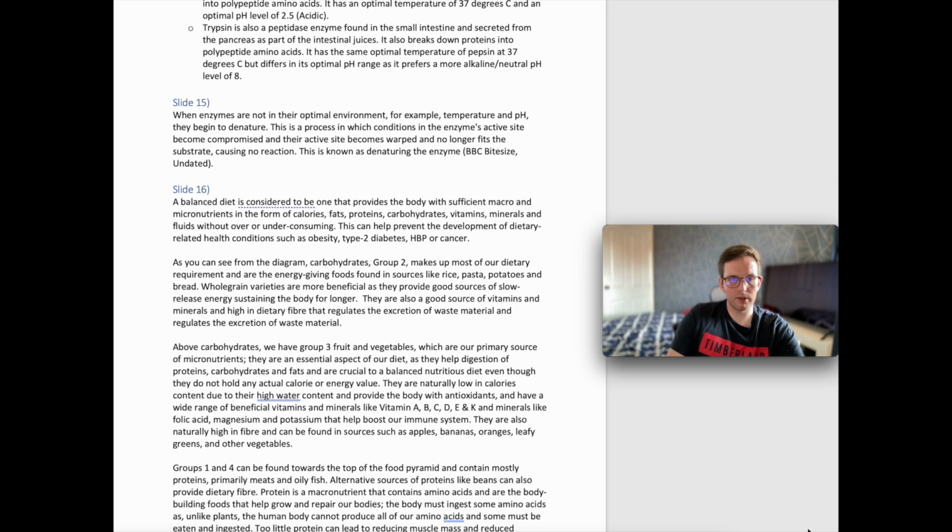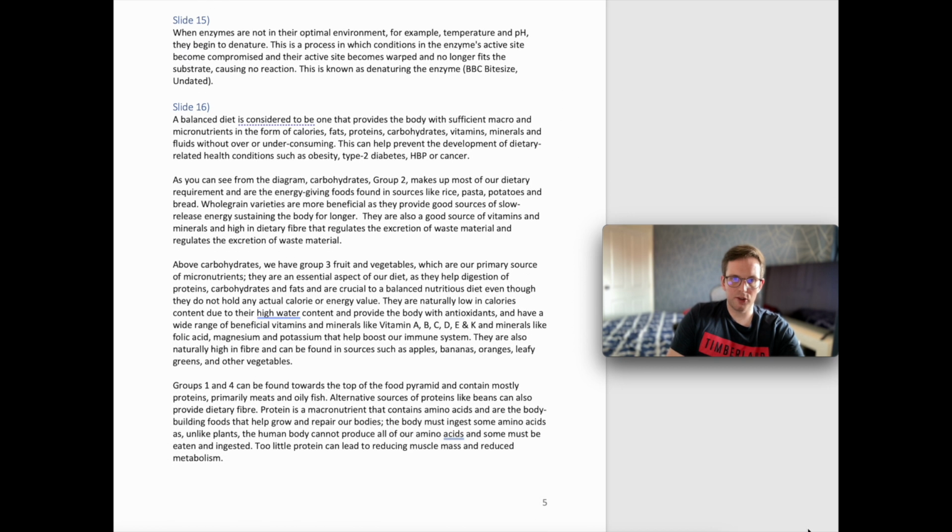Slide 16, I went on to say, a balanced diet is considered to be one that provides the body with sufficient macro and micronutrients in the form of calories, fats, protein, carbohydrates, vitamins, minerals, and fluids, without over or under consuming. This can help prevent the development of dietary-related health conditions such as obesity, type 2 diabetes, HBP, or cancer.